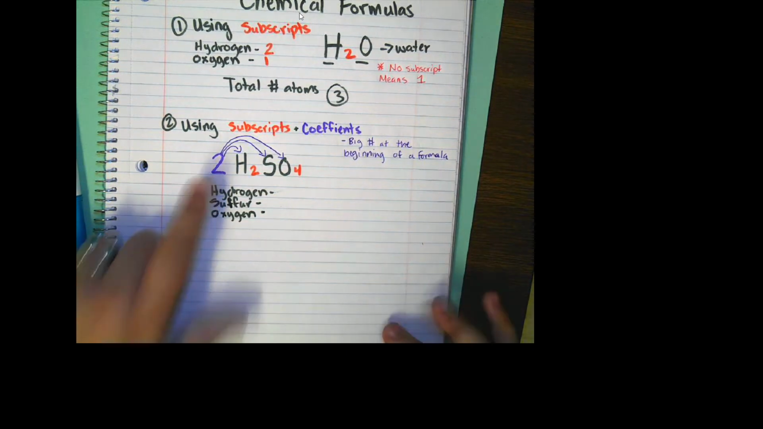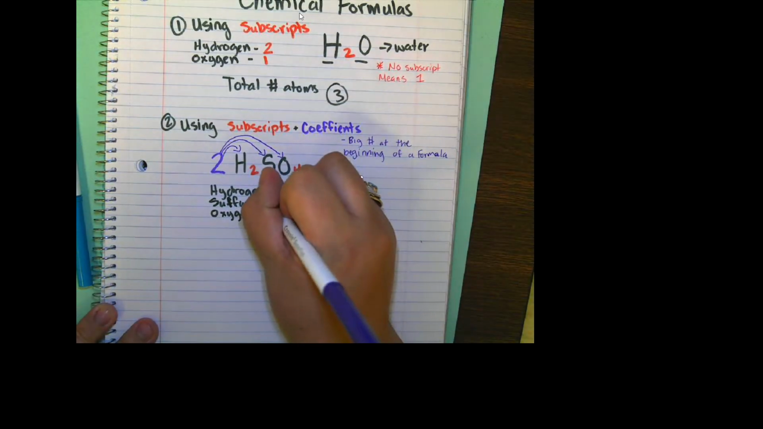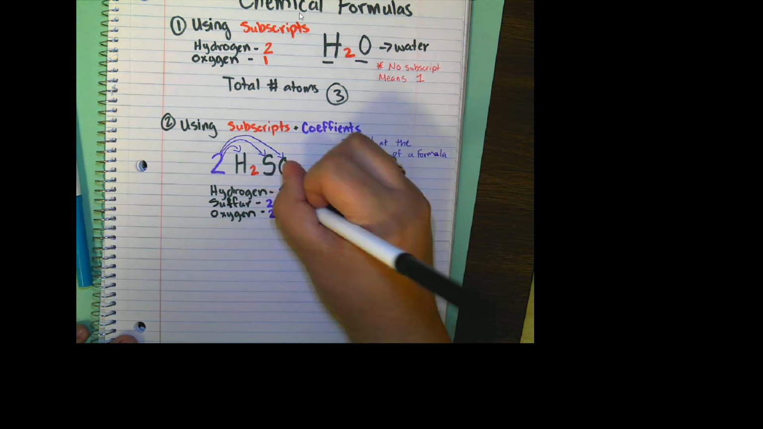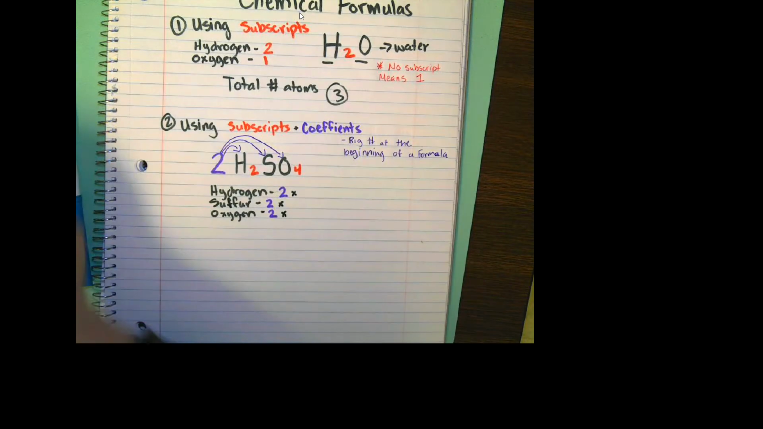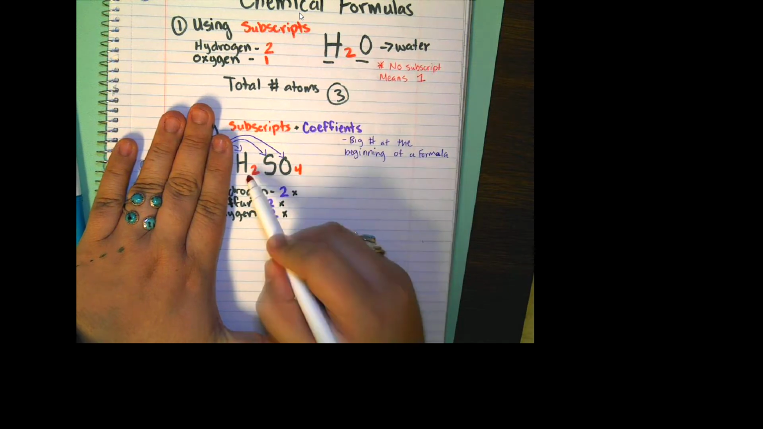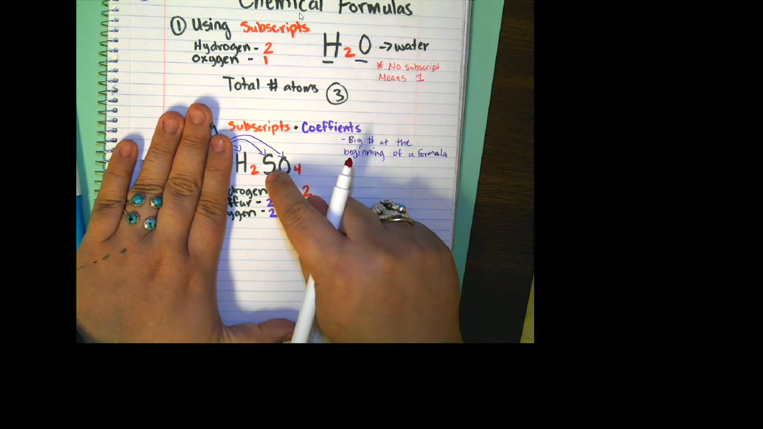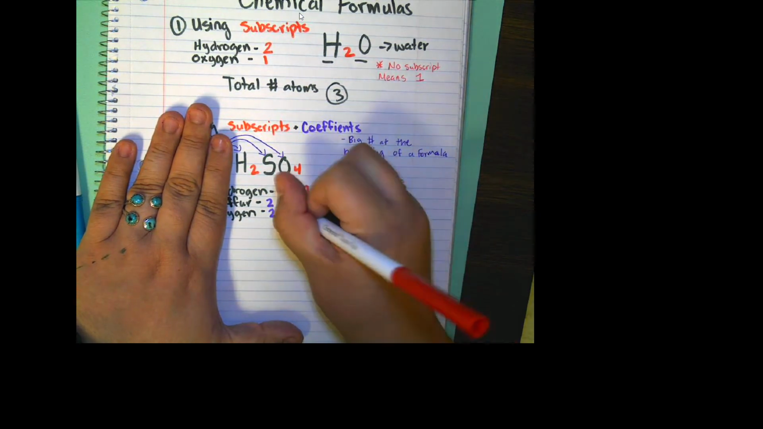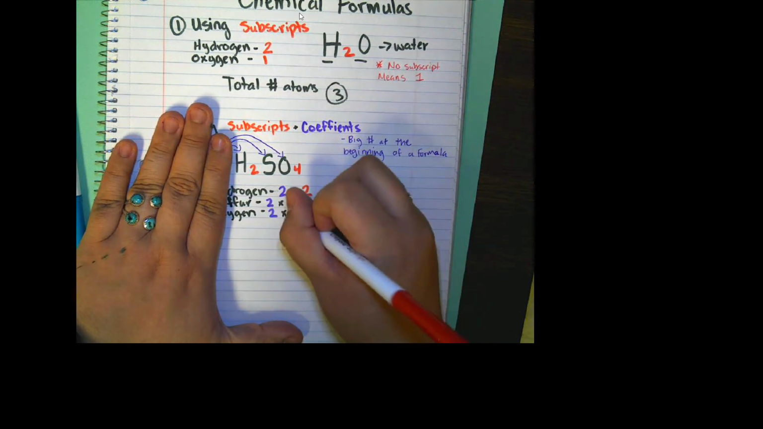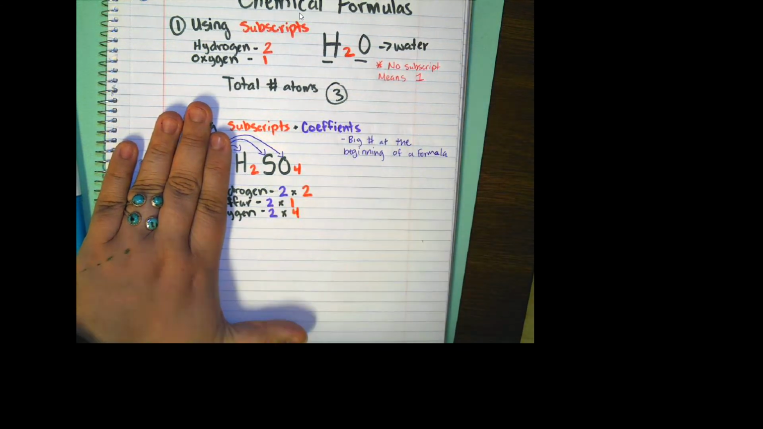I like to write out coefficients first, so I know that each element is going to start off with at least times 2. Now I can look at them separately. My hydrogen, if I look at it by itself, I have 2 of those thanks to the coefficient. My sulfur, remember there's nothing behind it, so that just means 1. And then my oxygen has 4. I cover that up because once I write my 2 down, I'm done using that coefficient.